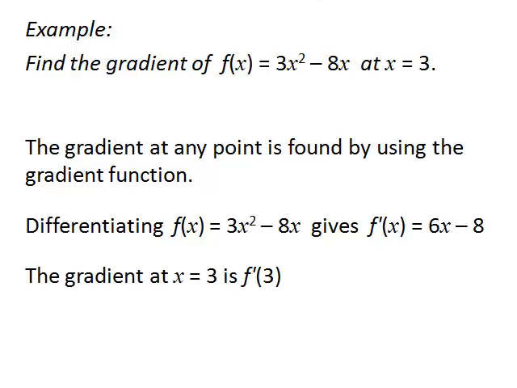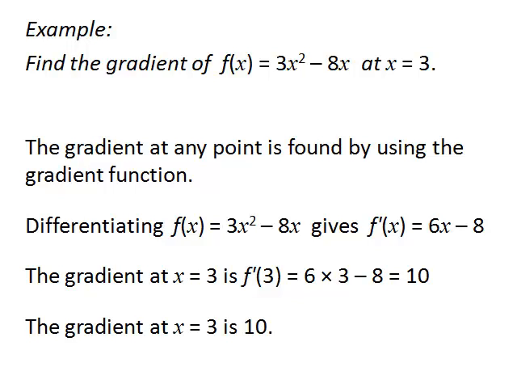The gradient at x is equal to 3 is found by putting 3 into our gradient function. So we'll put 3 into 6x minus 8. 6 times 3 minus 8 equals 10, and the answer to the question is the gradient of x is equal to 3 is 10. The gradient is found by using the gradient function. One more time.